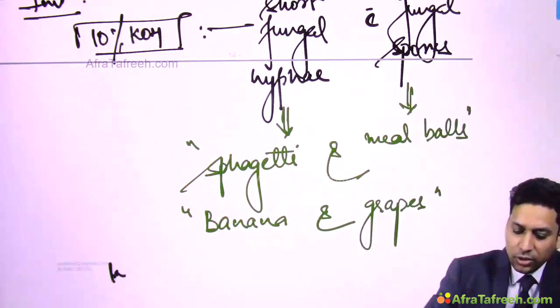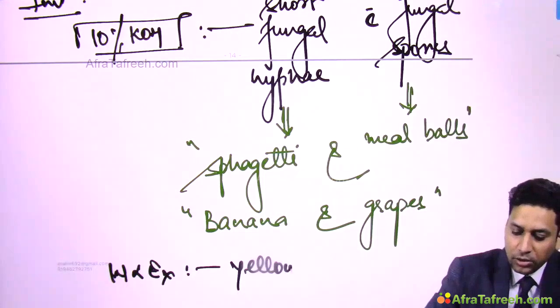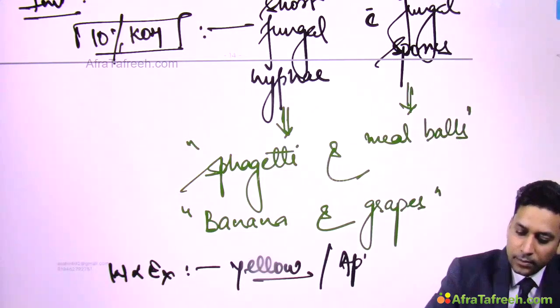Another investigation which you can do is Woods lamp examination. I already told you yellow fluorescence is seen, but if yellow is not in the option, you can choose apple green.